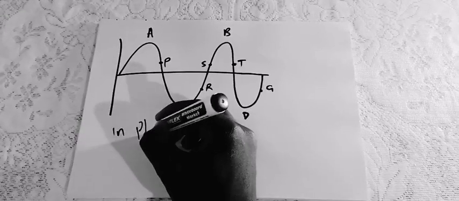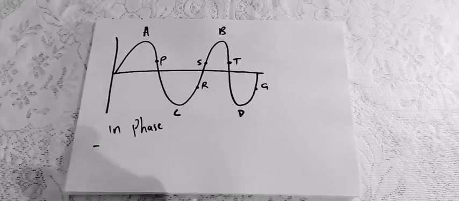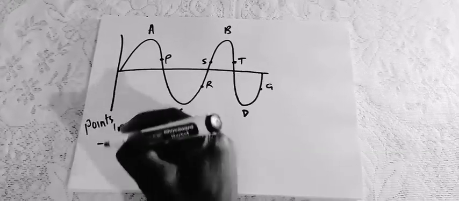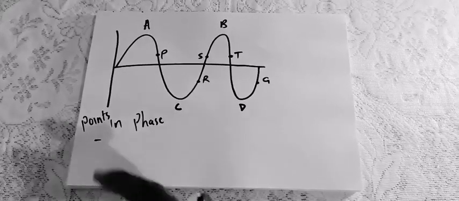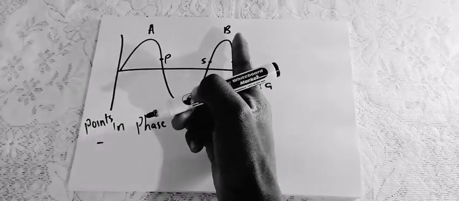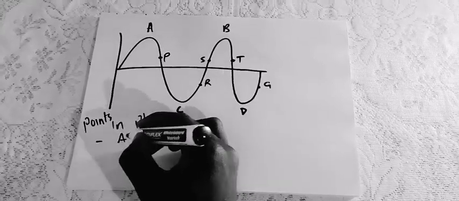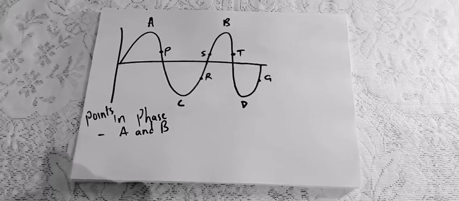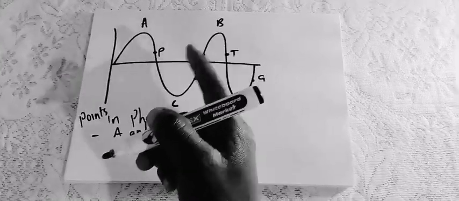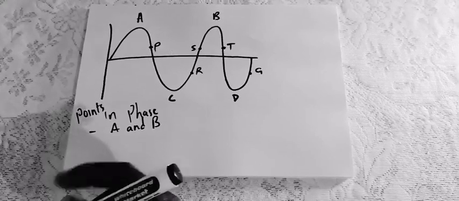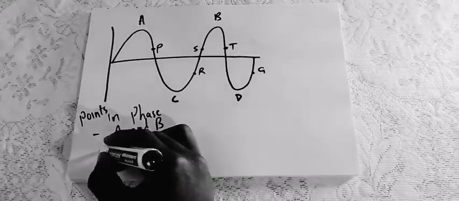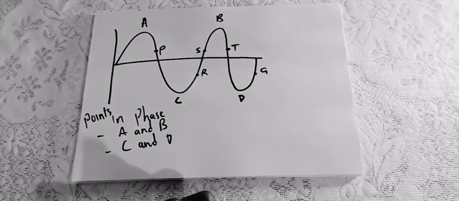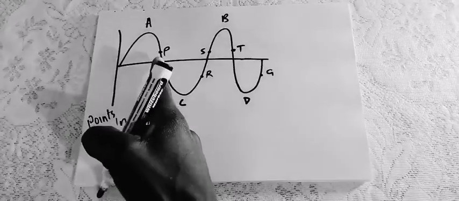Now, points in phase. So points in phase, it is a trough and a trough, or it's a crest and a crest. So A and B, those are crests. They are in phase. In other words, they move at the same speed and at the same time. If they ask you why do you say A and B are in phase, it's because they move at the same time, in the same space. And C and D, they are in phase because it is a crest and a crest.